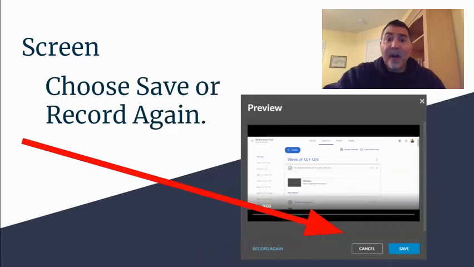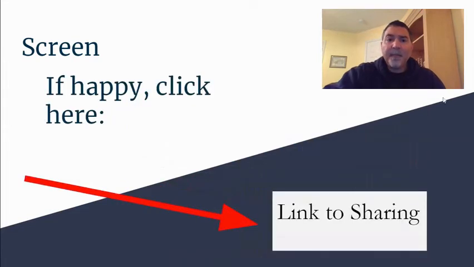And once again, you'll have that option. You can either save it or click on record again. And once again, if you're happy with this, you would click on the link to sharing, and it would take you to the end where I'm going to show you how to finalize after the 3rd section.